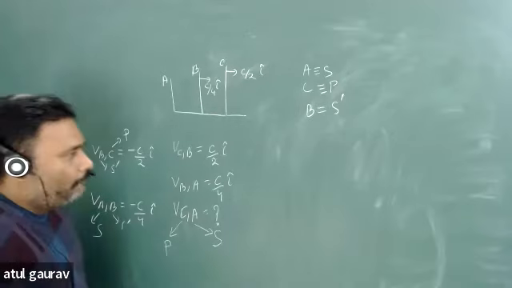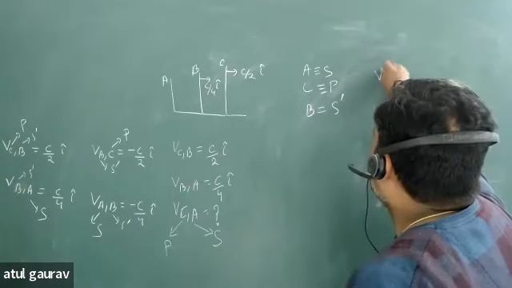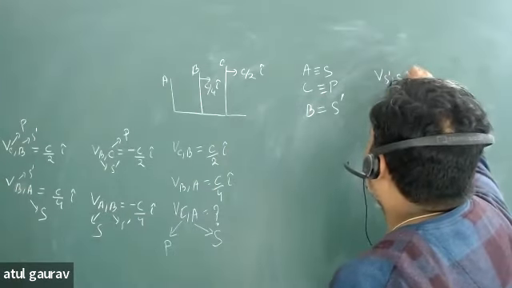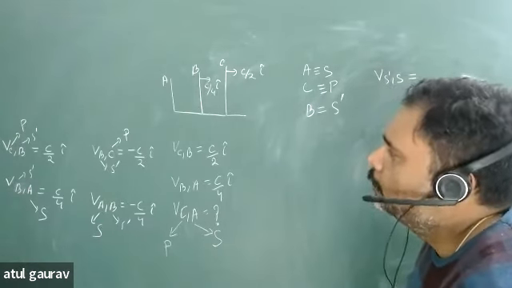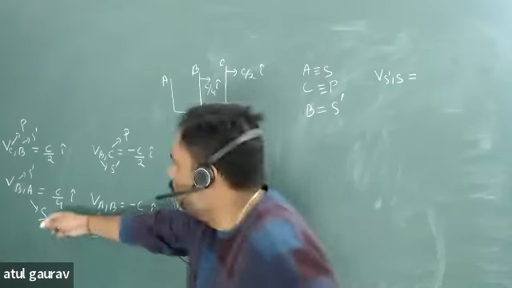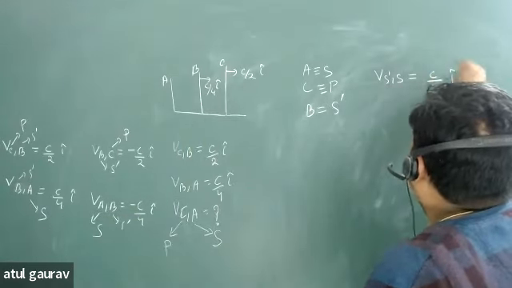Okay. Now, first thing you have to find is the velocity of S dash with respect to S. Which one? Third one. The value is C by 4 I cap.